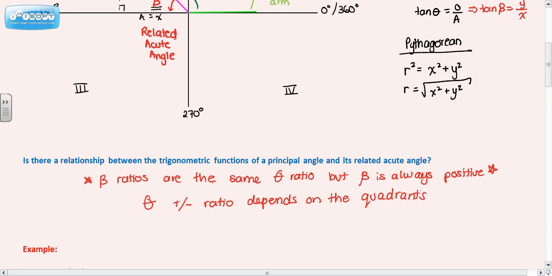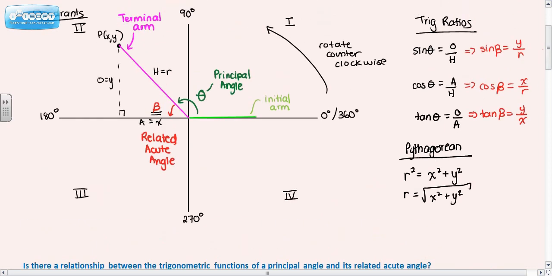So remember this rule: if we want to find the trig ratios of a certain angle, theta, we have to create a right-angled triangle with the terminal arm and the x-axis, and find the trig ratios of our beta, our related acute angle, and then we can figure out the trig ratio of the principal angle.